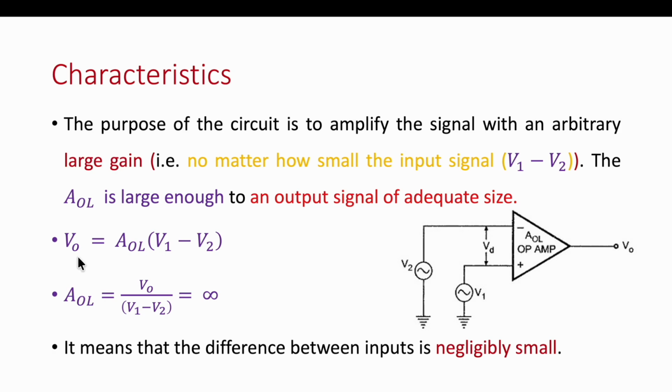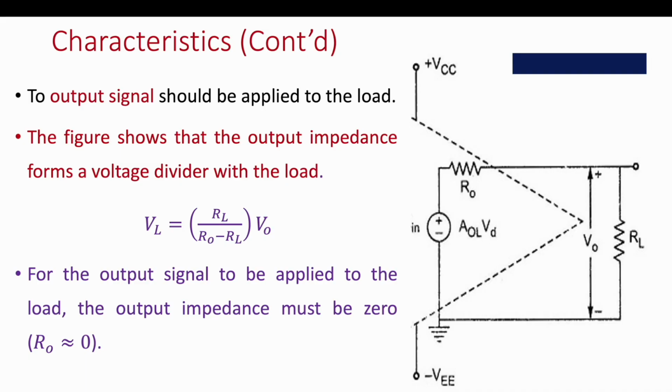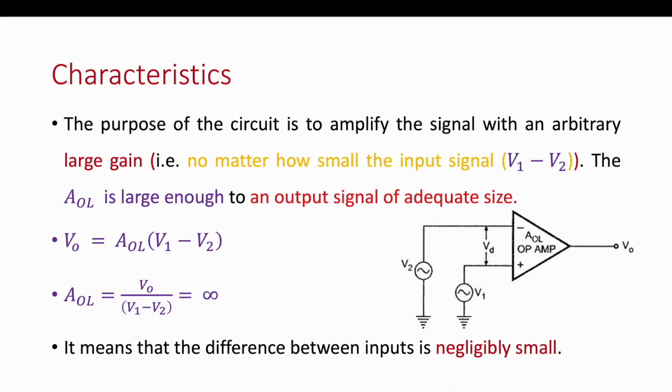We have seen previously that the output voltage is equal to the product of the open loop gain and the voltage difference, and we know that the open loop gain is the output voltage divided by the voltage difference. But as we see, there is a negligible, zero difference between the inverting and the non-inverting terminal, so we can say that the open loop gain is infinite, because there is a negligibly small input voltage difference. That is why we can say that the open loop gain is very high.